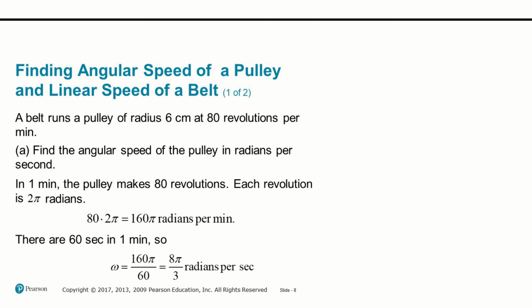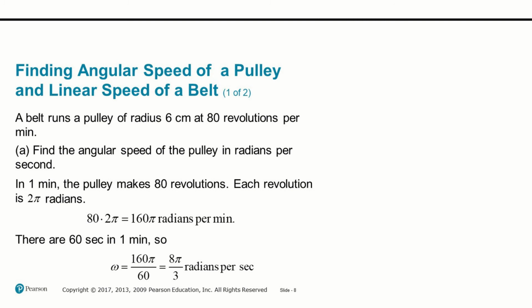Okay, next let's take a look at this problem on your left. A belt runs a pulley of radius 6 centimeters at 80 revolutions per minute. They want you to find the angular speed of the pulley in radians per second. Well, when they give you 80 revolutions per minute, they're actually giving you the angular speed, but it's just not in the standard units for angular speed, which is radians per unit of time. And in this case, they want it in radians per second.